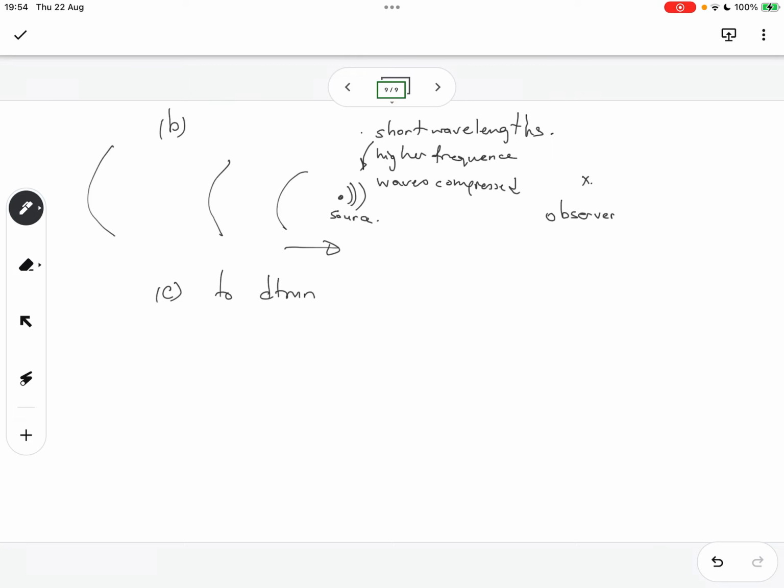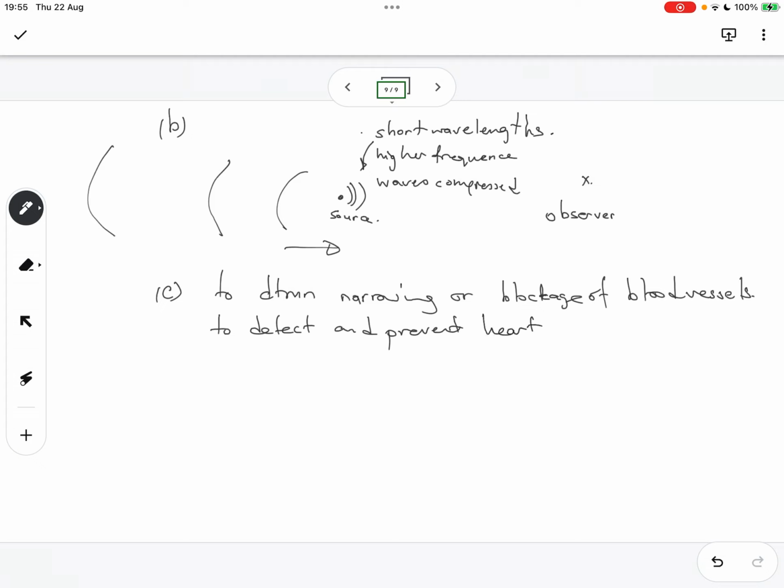So to determine narrowing or blockage of blood vessels, so that precautions can be taken to prevent heart attack or stroke. So the Doppler flow meter measures the narrowing or blockage of blood vessels to detect and prevent heart attack or stroke.